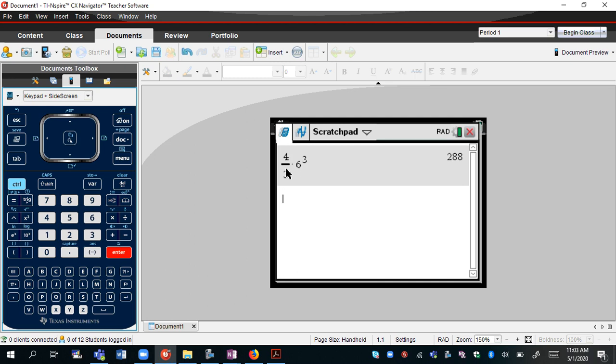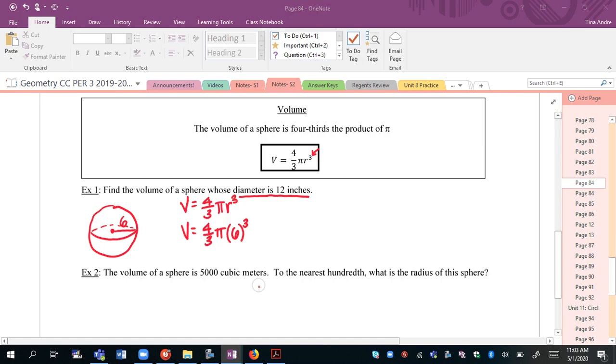So notice that I didn't put pi, but then when I go back to my notes here, my answer is going to be 288 pi inches cubed. And that's it. So we're leaving that one as an exact answer. So this is considered an exact answer. The directions didn't say to round, so that is the best way that we can provide our answer.